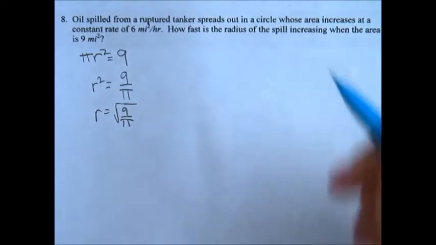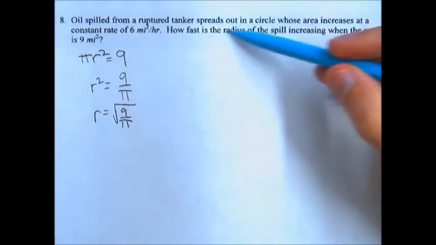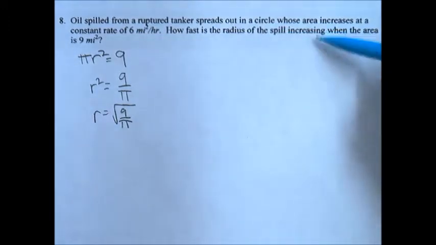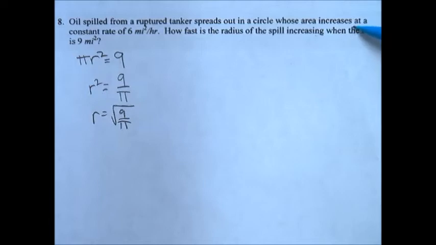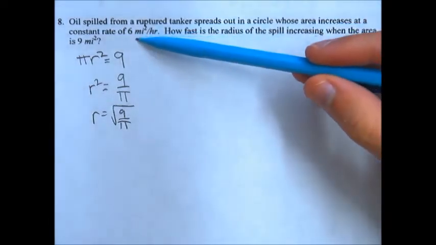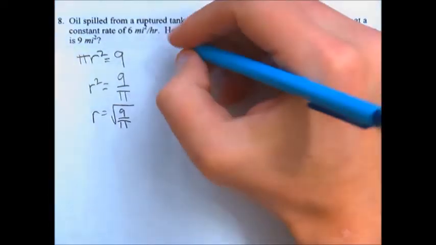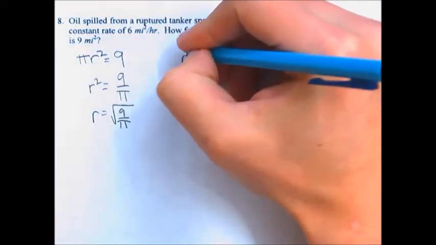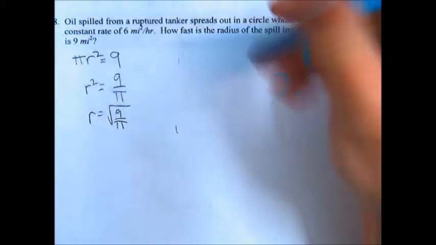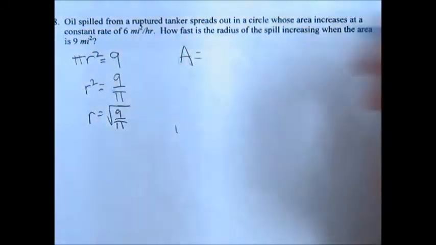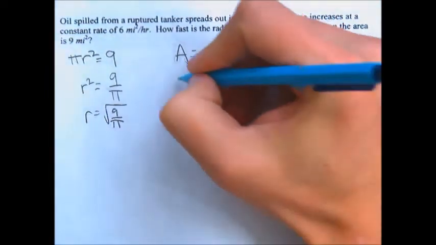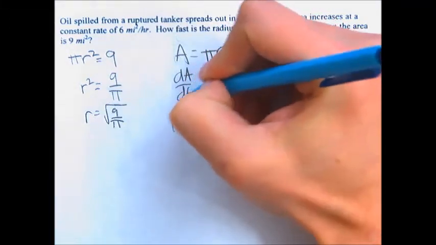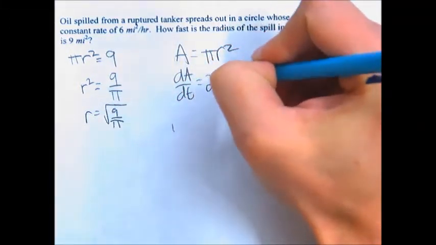Alright, let's look at the other information. We want how fast the radius of the spill is increasing, so we want dr/dt. We're given the area is increasing at a constant rate of 6 miles squared per hour, so we have dA/dt. So we should take an area formula and take the derivative. Area is just pi r squared. This is a circle, so dA/dt would be equal to 2 pi r dr/dt.